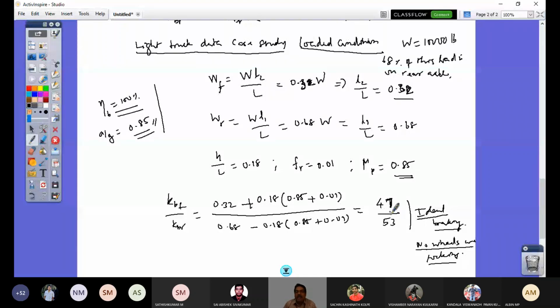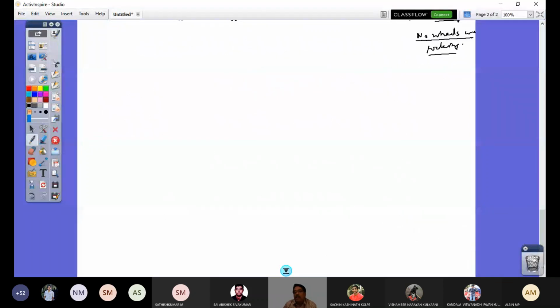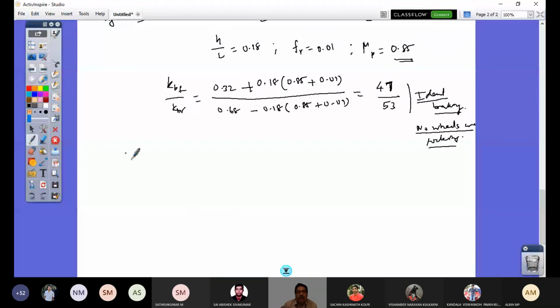There are two conditions, right? Let me have those conditions, and then let's see how it is coming. So case 1, if KBF, for the same vehicle parameters and road condition.